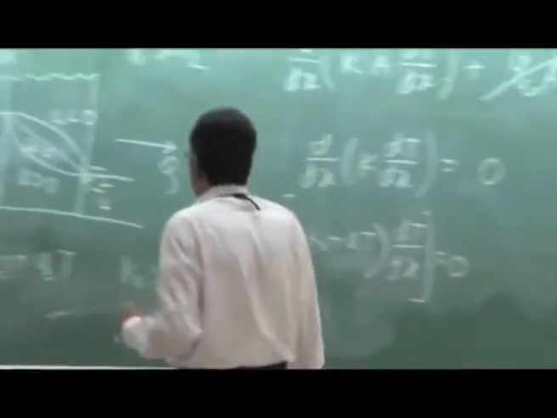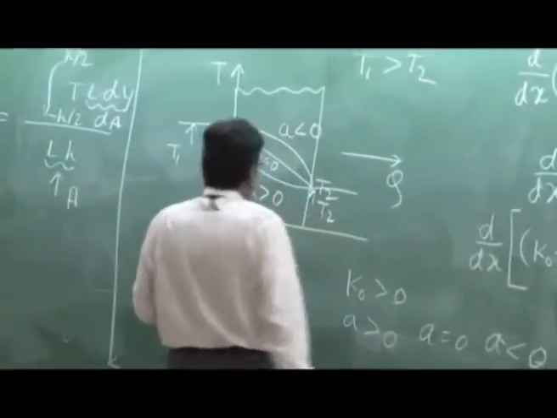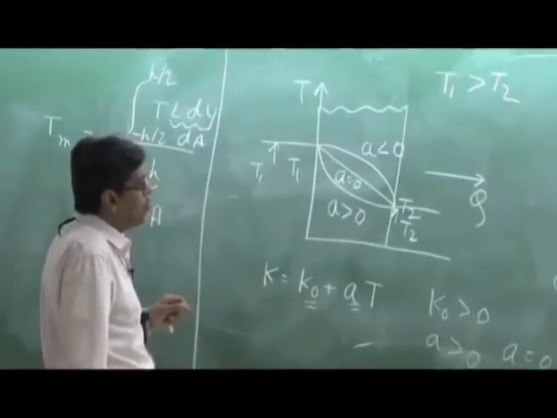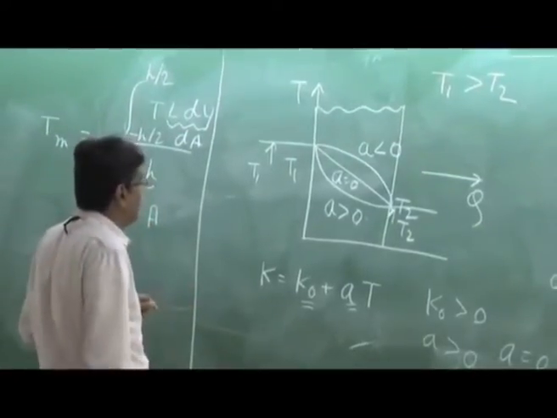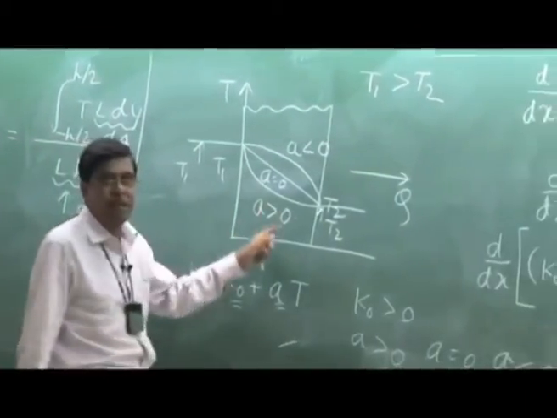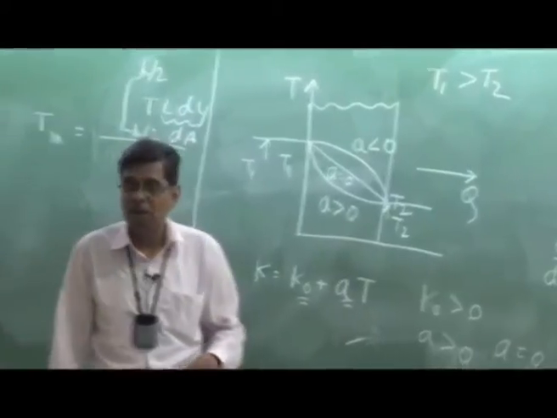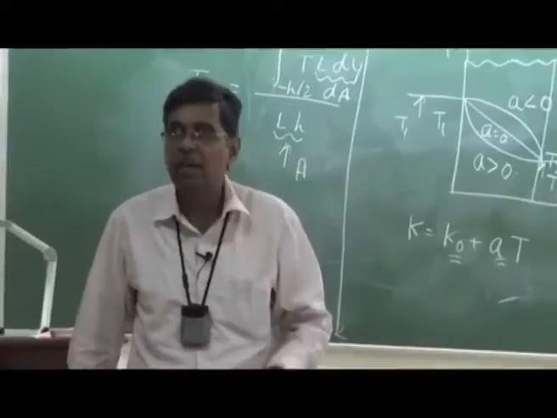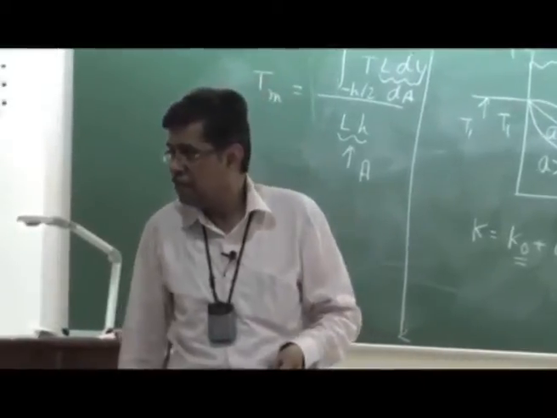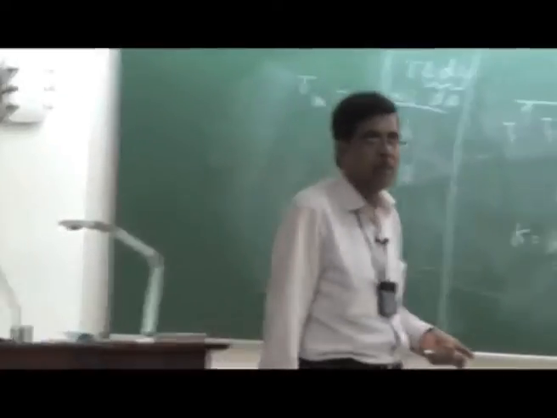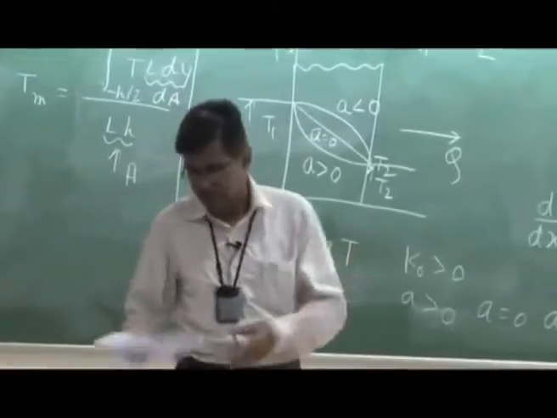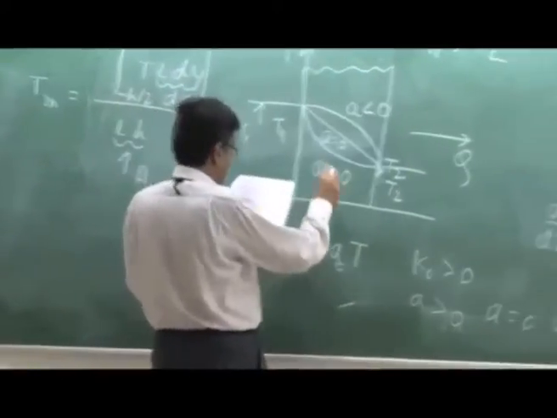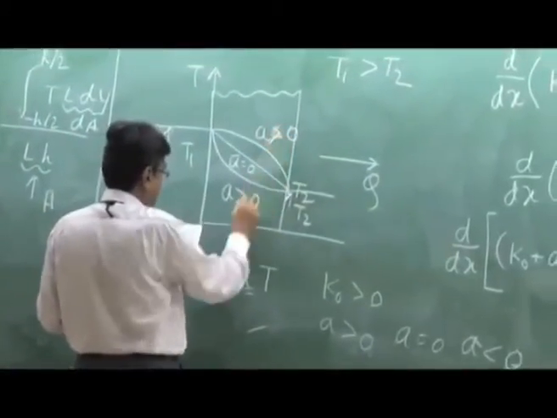So a less than 0 and a greater than 0, d square T dx square is negative. That means the slope is decreasing. Clear? Okay? Clear? Any problem? Oh, sorry. I am extremely sorry. This is greater than this.